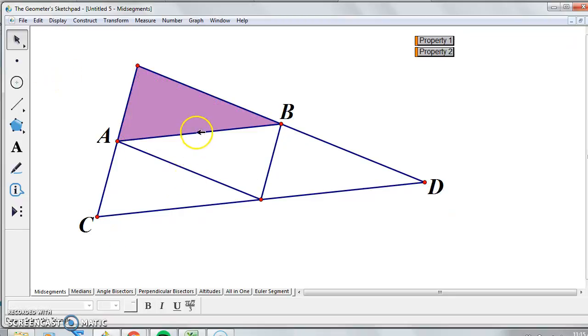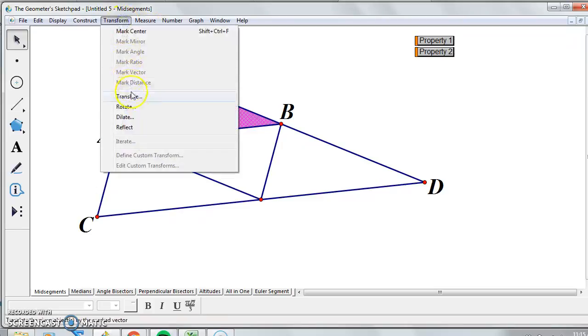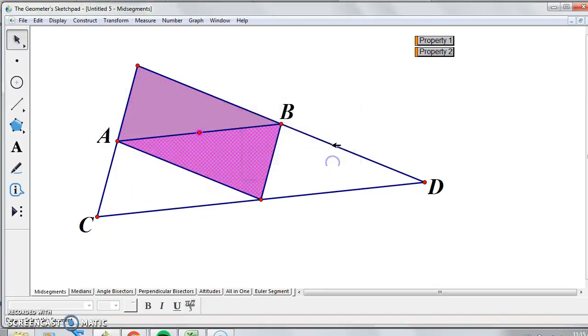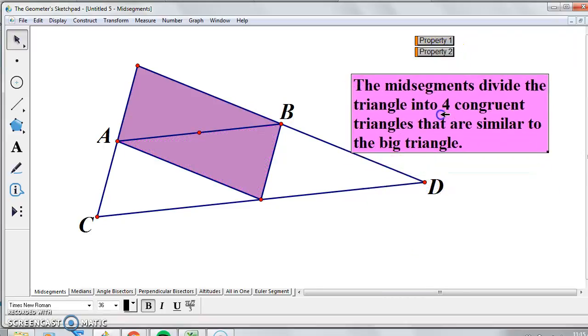Well, if I take the midpoint here, construct a midpoint, and then I double click that as a point of rotation, and then I take this thing right here and I transform it and I rotate 180 degrees, you can see that it ends up in that space. So all I did was rotate it 180 degrees and it ended up in that middle triangular area. So property number 2 states that the mid-segments divide the triangle into 4 congruent triangles, and they're all similar to the larger triangle, the original triangle. And I will show you that here.